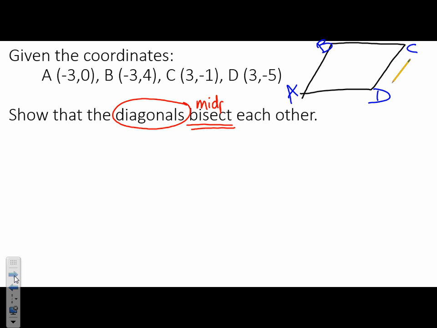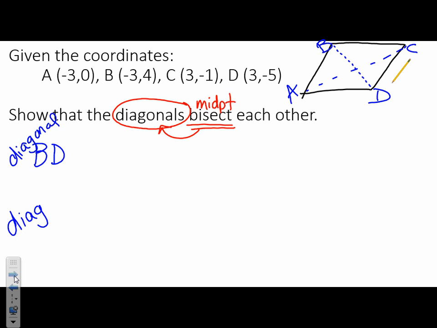So for this, I'm going to use the midpoint formula on the diagonals. I need to identify who my diagonals are. One diagonal would be from B to D. So I'm just going to write that down here. BD is a diagonal that I want to look at. And then I also have a diagonal from A to C. And what am I going to do to those points? I'm going to find the midpoint. So for diagonal BD, I'll write the coordinates next to them again, and we're going to find the midpoint now.